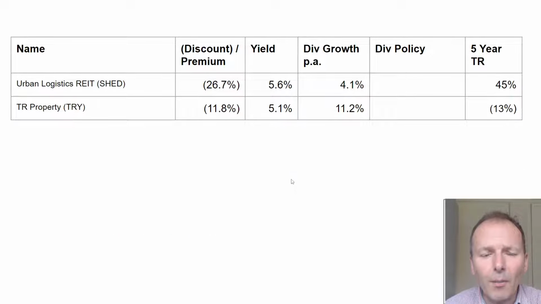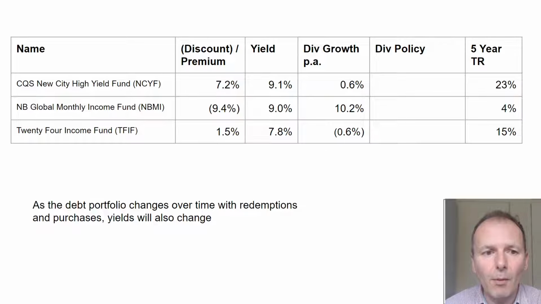Now we've got property. I'm not really a big fan of property. So we've got urban logistics and TR Property. TR Property invests in other property companies such as Segro, and urban logistics is just warehouses. You've got the returns here and the yields here. So TR Property, I mean, it was a star performer, recently not done so well, and a bit difficult to say whether it will go back to performing well again.